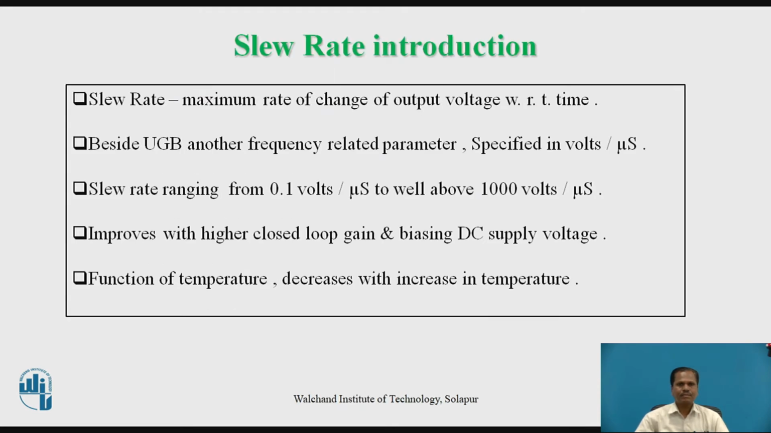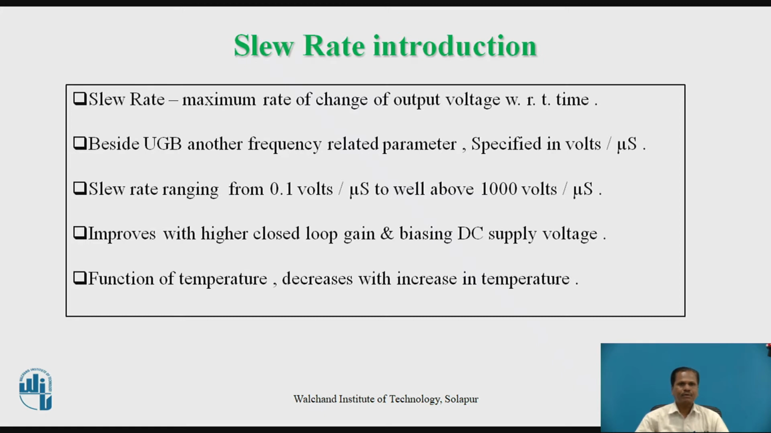Now let us start with the introduction of slew rate. With the definition of slew rate, the slew rate of operational amplifier can be defined as the maximum rate of change of output voltage with respect to time. The slew rate is another frequency related parameter of operational amplifier, generally specified in terms of volts per microsecond, besides the unity gain bandwidth parameter of operational amplifier.